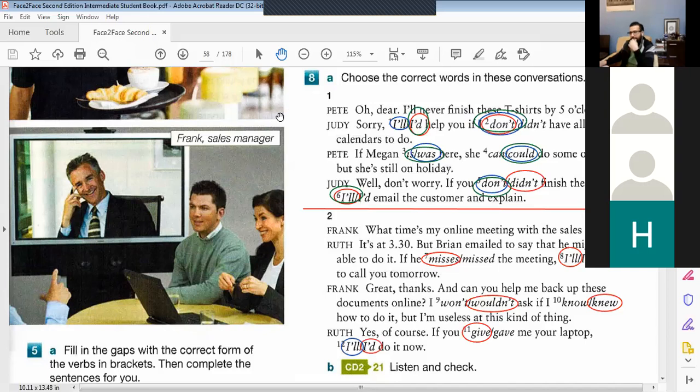Track 21. 1. Oh dear, I'll never finish these t-shirts by 5 o'clock. Sorry, I'd help you if I didn't have all these calendars to do. If Megan was here, she could do some of them, but she's still on holiday. Well, don't worry. If you don't finish them, I'll email the customer and explain.